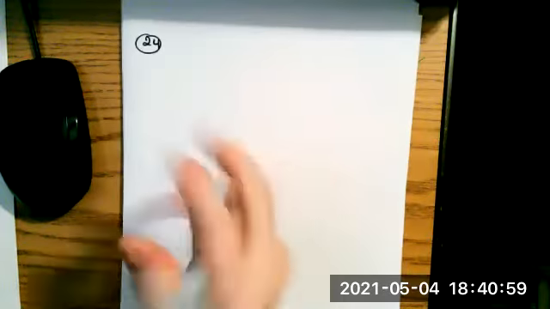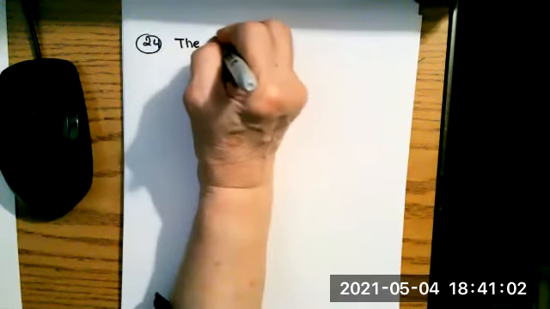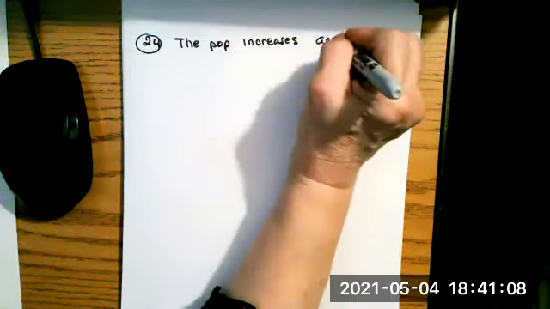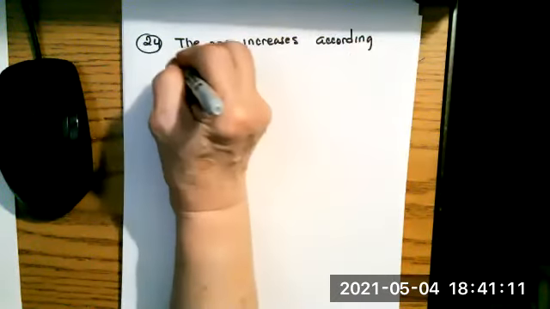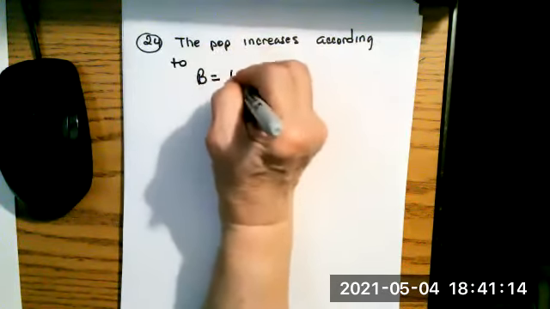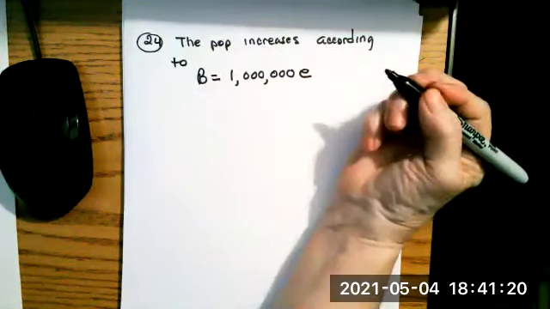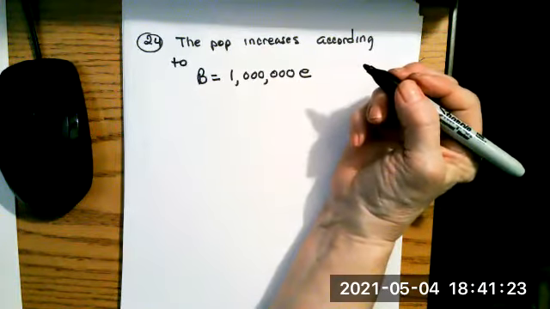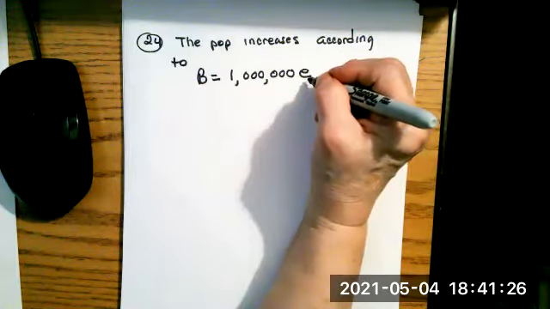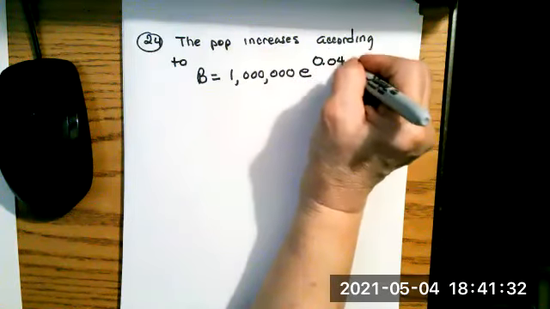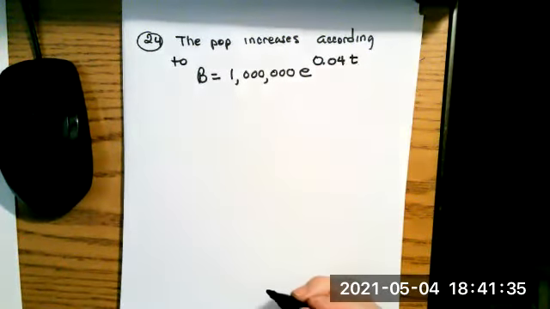Okay, number 24. This is a population. The population increases according to B equals 1 million times E. That is not a base. Some of you, I noticed on the test, put that as a base E, and so your calculator didn't know what to do with that. But they give you the formula. You don't have to come up with it. They give it to you.